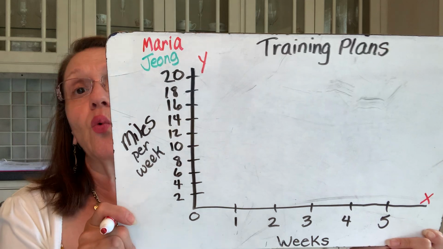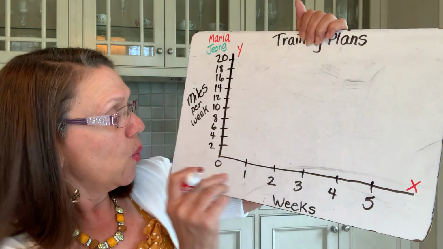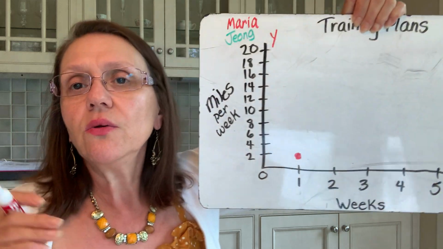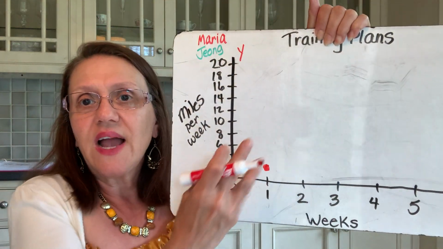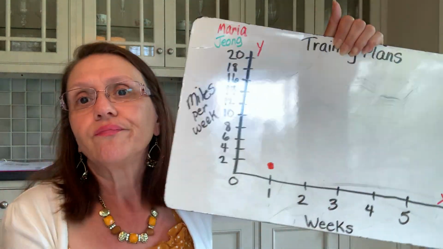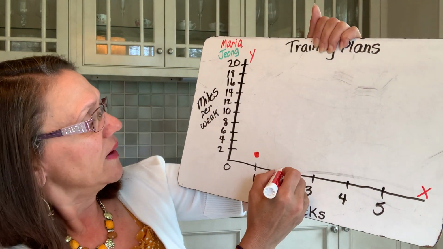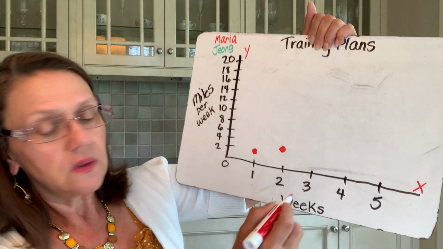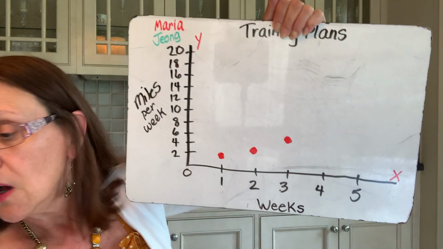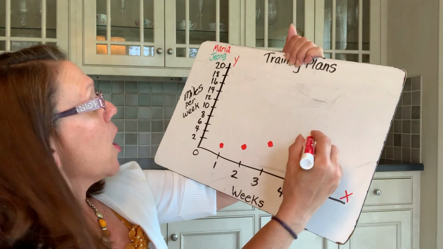Now it's time to graph our ordered pairs for Miss Maria. Our first ordered pair is 1, 2, 1 being X, 2 being Y. It's going to be right about there. When you're using graph paper, you will have the lines. I don't have a graph whiteboard. I mean, I do, but it's at school and I'm not there. So we do the best with what we can. Okay, 2, 4: 2 weeks, 4 miles. 3, 6: 3 weeks, 6 miles. 4, 8, and 5, 10.